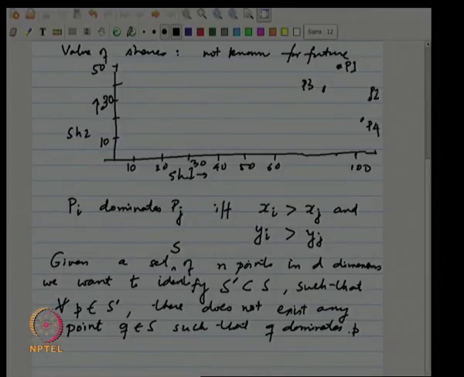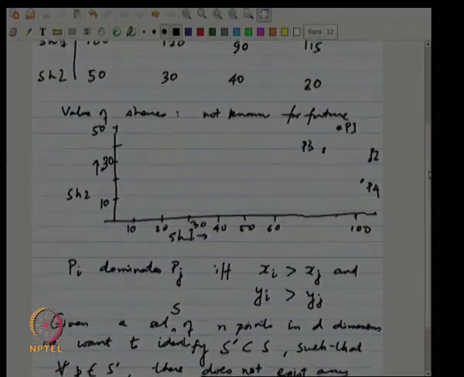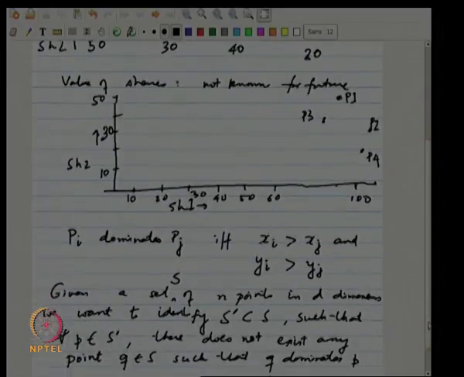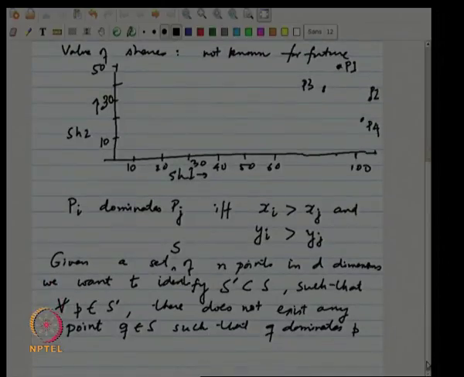Right. So, those points form this subset S prime. In the given example, P1 and P2 basically comprise that set S prime, because P1 and P2 are not dominated by any other point. So, this is what we are calling S prime, and S prime is called the maximal set of points.